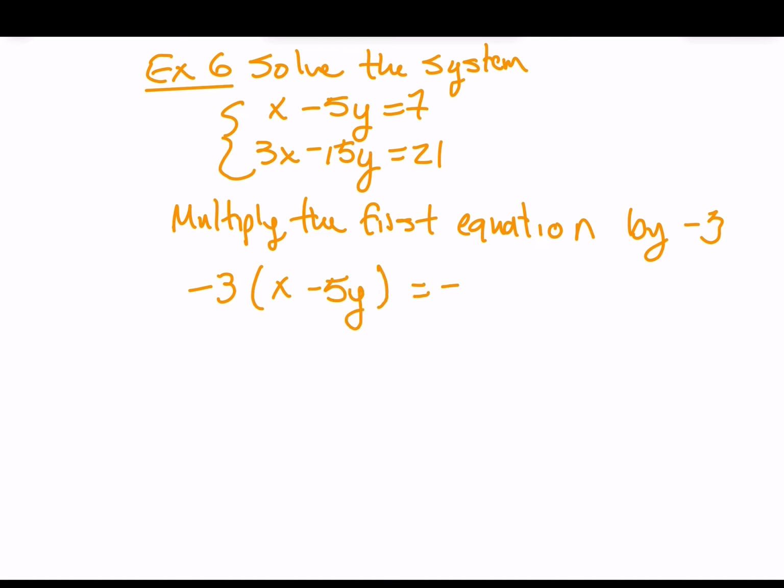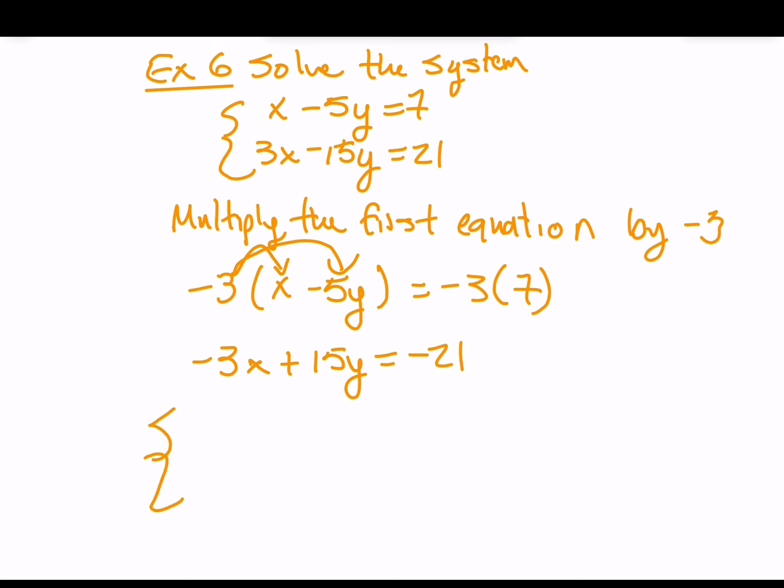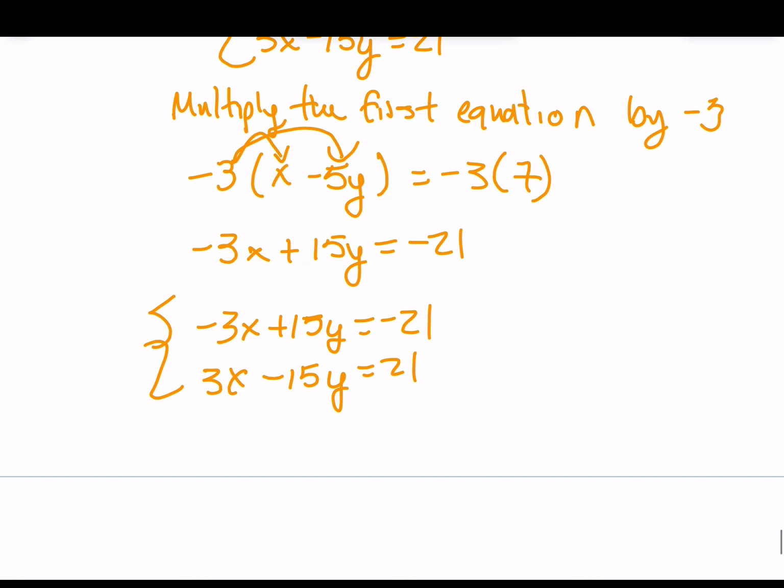So negative 3 times x minus 5y is equal to negative 3 times 7. Okay, we distribute the negative 3, we get negative 3x. Negative 3 times negative 5y is plus 15y. It's equal to negative 3 times 7, or negative 21. So our new system is negative 3x plus 15y equals negative 21. And 3x minus 15y equals 21.